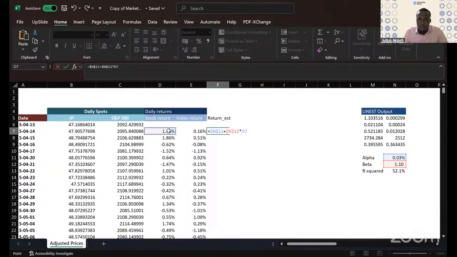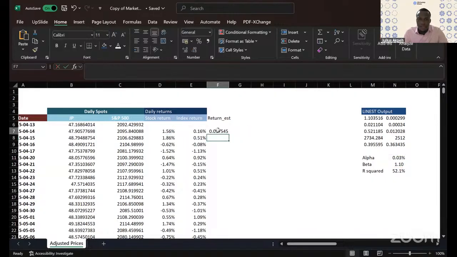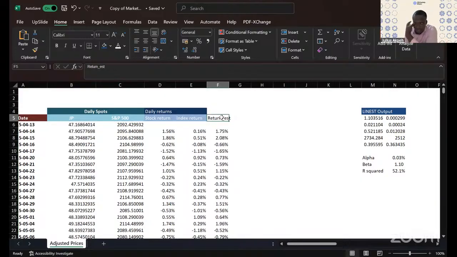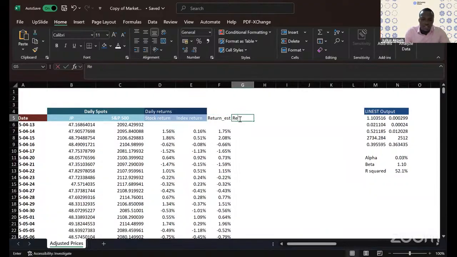You forget about the error term. I hit enter, then I drag down. Now, I apply my percentage to this, and it gives me the estimated return. Now, the estimated return may be different from the actual return. So we need to calculate what we call the residual return, what is left over. The residual return.